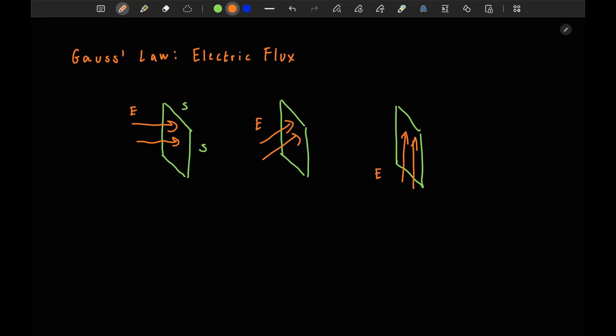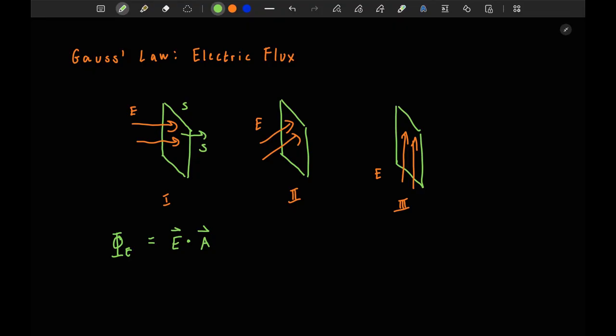We would say that the greatest flux occurs in scenario 1, and there is, in fact, zero flux in scenario 3. So we would say 1 is greater than 2 is greater than 3 for our electric flux. In fact, we can define electric flux in this simplified scenario as phi sub E is equal to E dotted with A, where E vector is, of course, just our electric field. Vector A represents our area with a direction which is perpendicular to our surface.